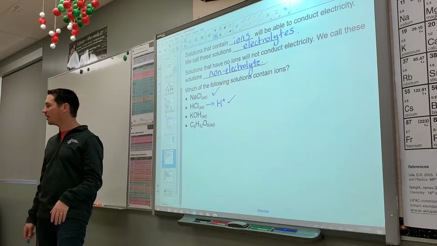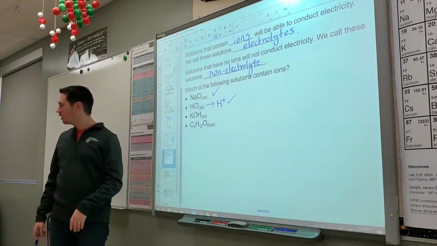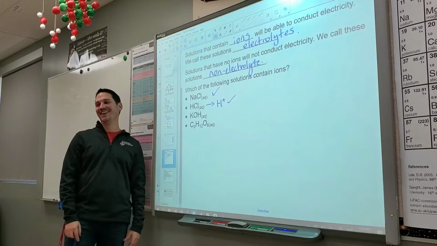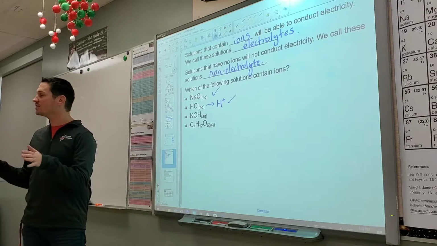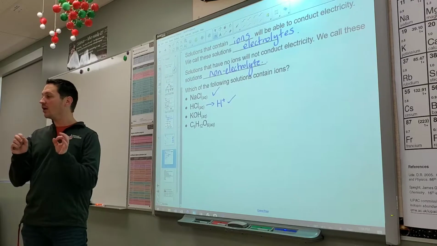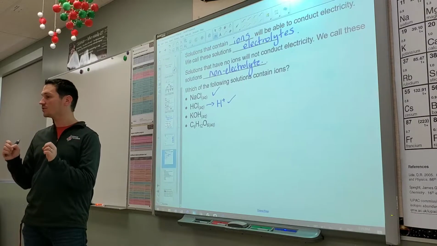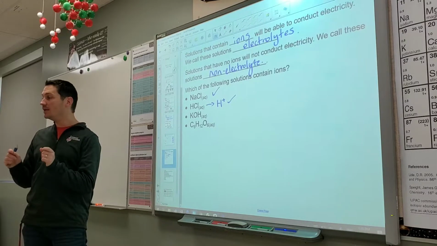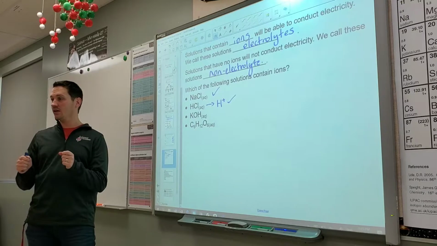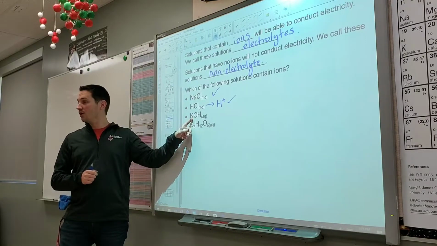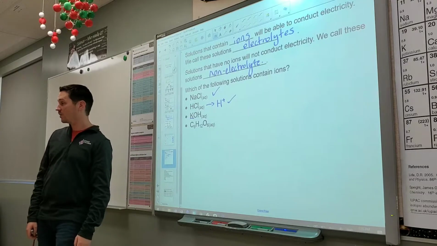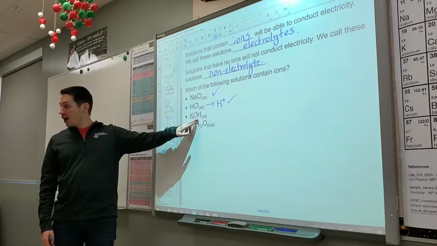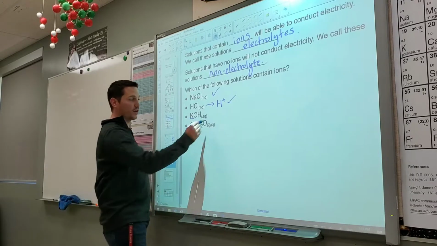Okay, next one. Potassium hydroxide. Is it ionic? There should be a chorus of either yeses or nos coming out at me. Spotting an ionic and a molecular compound is such a pivotal, crucial skill that if we don't have it by now, we need it for Monday. Is this an ionic compound? Yes. Why? It starts with a metal, end of story. It's a metal, non-metal combination. That means it's ionic.